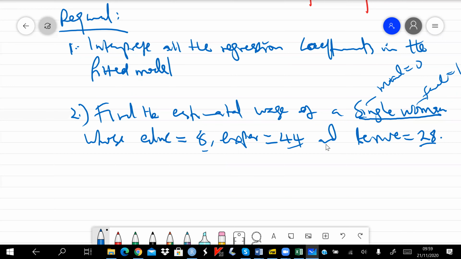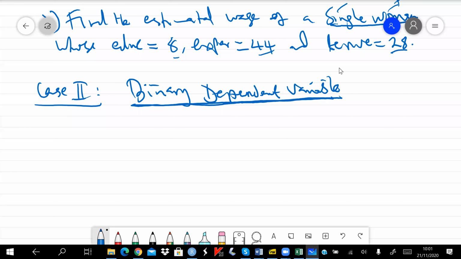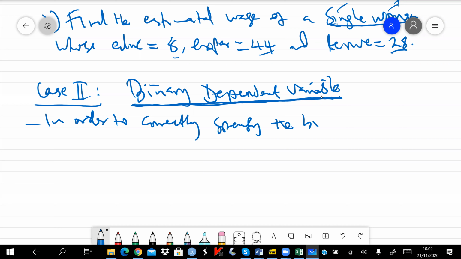All right, so that should be it regarding the use of independent dummy variables. I want us to switch to a case where we have a dependent binary variable. So we are looking at binary dependent variables. And we start by saying that in order to correctly specify the binary variable, we define one of the categories.